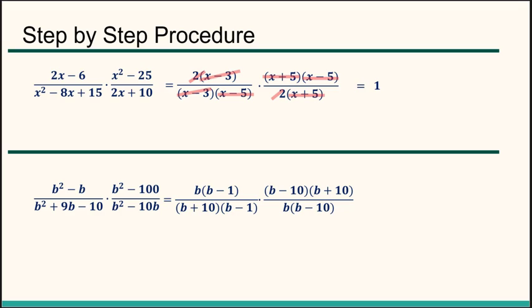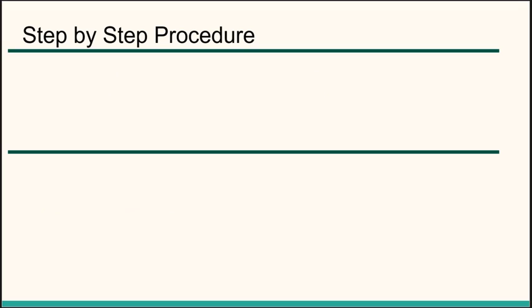Now, the fun part. What's in common? B minus 1's. What's in common? B's. What's in common? B plus 10's. What's in common? B minus 10's. This one's 1 as well. That's also fun. So what if they ask you to divide?